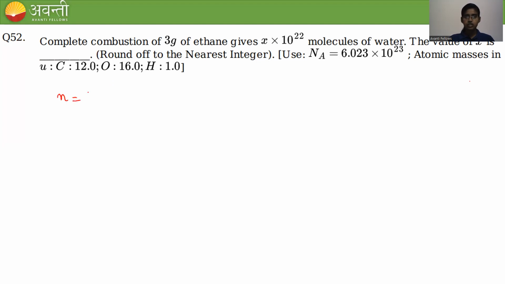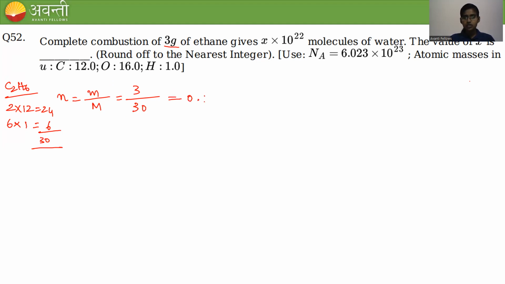Number of moles of ethane, let me find out. The number of moles is equal to mass by molar mass. The given mass is 3 gram. And the molar mass of ethane, the formula for ethane is C2H6, right? So for 2 carbon, it is 2 into 12, 24, and for 6 hydrogen, it is 6 into 1, which is 6. The answer will be 30. The molar mass of C2H6 is 30. So here it will give 0.1 mole. So 0.1 is the number of moles of ethane.